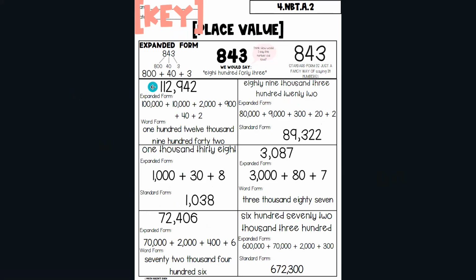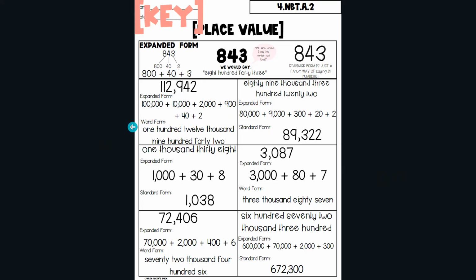This first one, we're given the expanded form. We have 112,942. When we stretch it, we have a 1 in the 100,000s, a 1 in the 10,000s, 2 in the 1,000s. You'll see we have that stretched out here. We have 9 in the hundreds place, 4 in the tens place, 2 in the ones place.